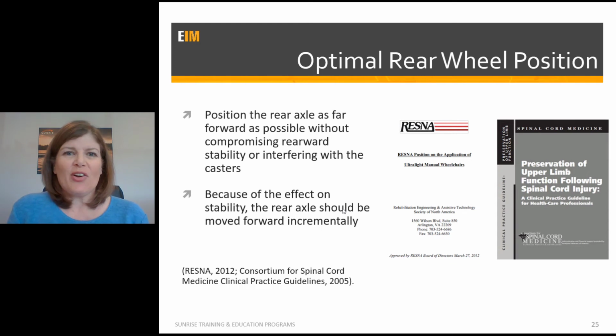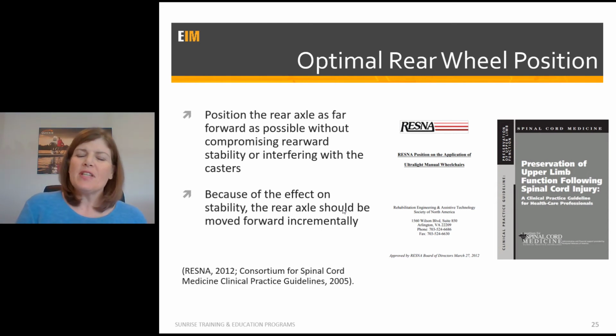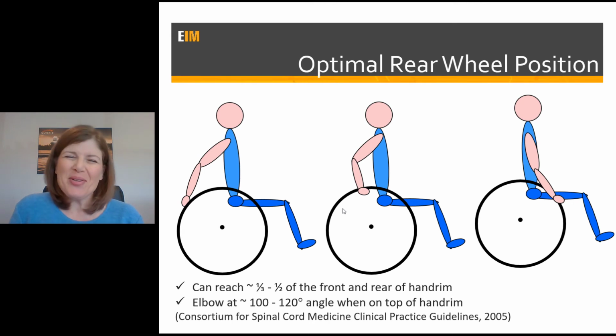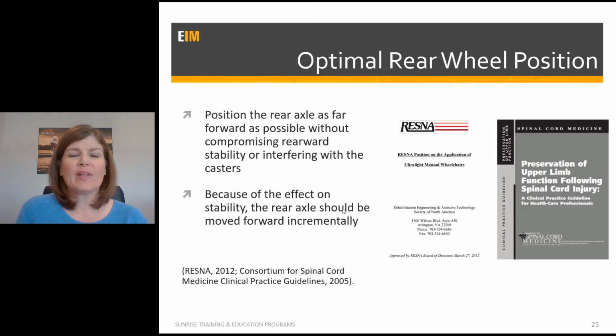Now, there's other evidence that talks about optimal rear wheel position. Some of you, if we go back a slide, might also know about having the tip of your middle finger reaching the center of the axle when the hands are in a relaxed position. Now, evidence also says that the optimal rear wheel position should be that the axle, the rear wheel, is moved as far forward as possible without compromising the stability of the individual. So we're looking at both forward and rearward stability and without interfering with the caster size.